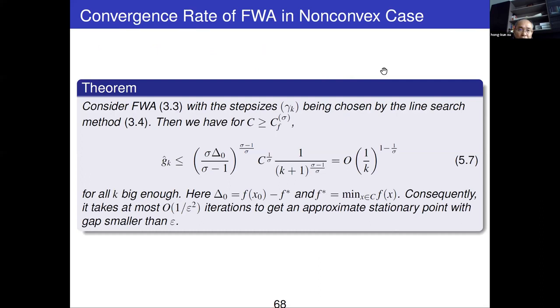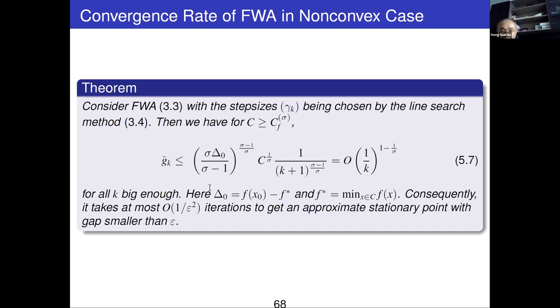Okay, just consider FWA in the non-convex case. I can only work out the case where the step size gamma k is chosen by the line minimization search. And then we have, for any constant c bigger than or equal to the curvature constant of order sigma, the following estimation.